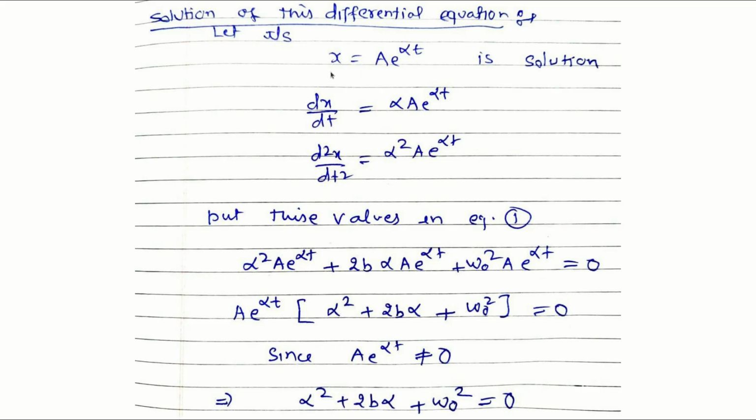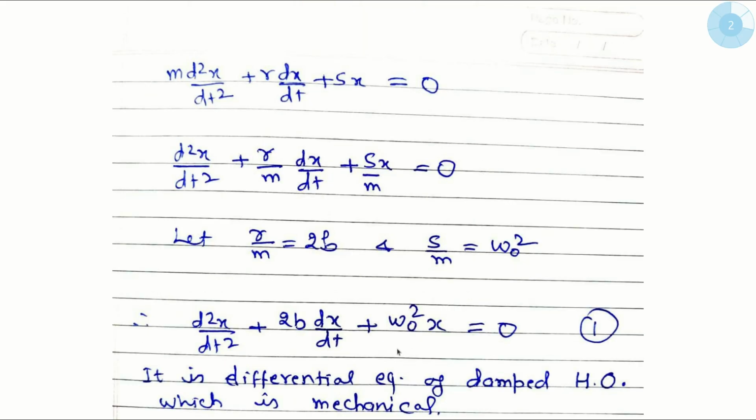We will put all these three values in differential equation 1, because if x is the solution of the given differential equation, then this solution must satisfy that differential equation. So we will put x and its derivatives in the corresponding differential equation: the d square x by dt square value, the dx by dt value and the x value.